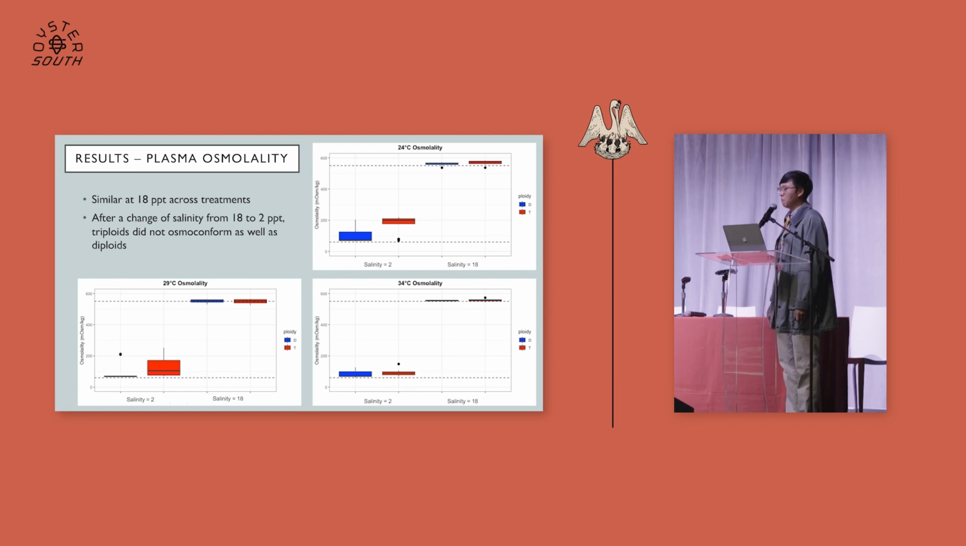So we noticed that at 18 parts per thousand, the osmolality for diploids and triploids are similar across treatments and even within treatments. You'll notice an overlap of the boxes in every single treatment, and the boxes are all in the same place across the different temperatures. However, after a change of salinity from 18 to 2, we notice that the triploids are not osmoconforming as well as the diploids. This trend is most evident at 24 degrees Celsius. As you can see, the blue box is way closer to that dotted line than the triploid is, and at 24 degrees, there's no overlap at all, which means that the diploids are significantly better at osmoconforming.